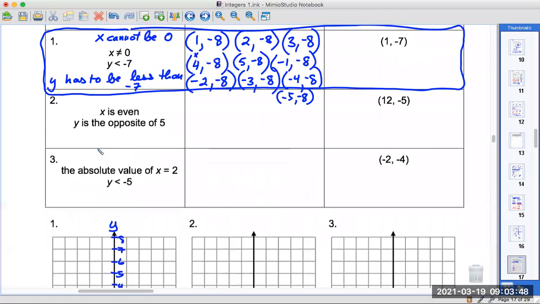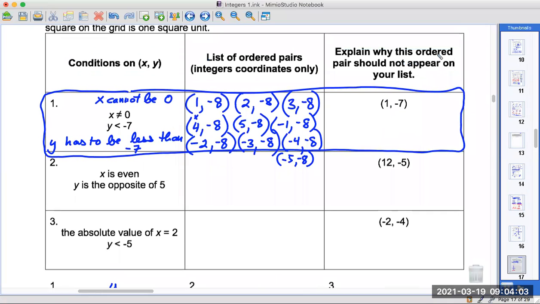Now the next one is yours. X has to be an even number and y is the opposite of 5. So that would mean y has to be -5 in each case. So let's see what you get. Explain why this ordered pair should not appear on your list: 1 and -7. Why can it not appear on your list? Y has to be less than -7. So remember, this is your x and this is your y.